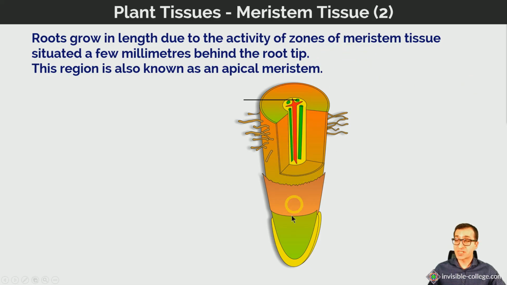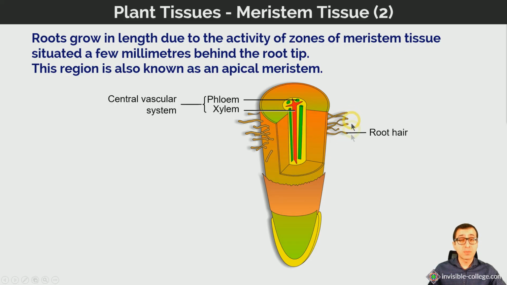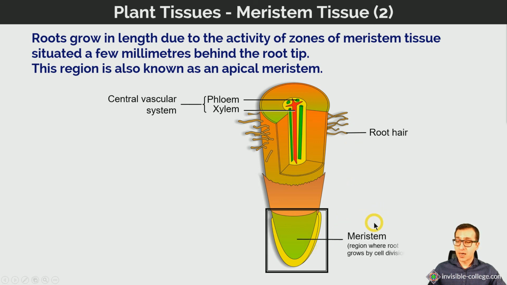So this is a diagram of a section taken through a root. Here we can see the phloem tissue. We can also see the xylem tissue here, but we can also see around the root these root hairs which emerge from the epidermis of the root. In this region here, we have the meristem. This is the region where the cells are undergoing rapid division by mitosis and differentiation to form these various tissues as the root grows downwards into the soil.